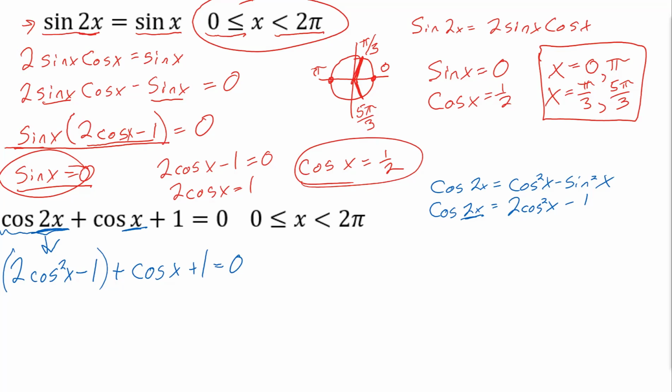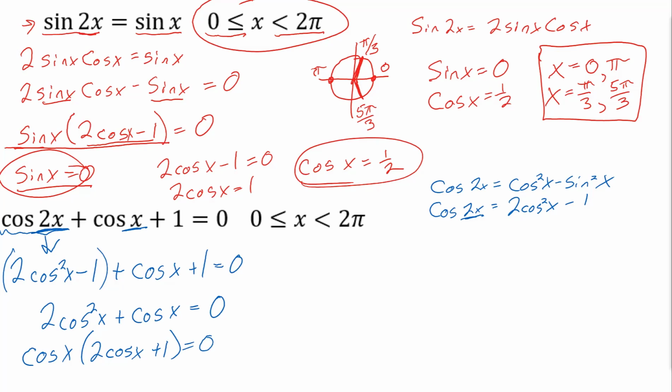And now if I combine my like terms, I get 2 cosine squared x plus cosine x. My negative 1 and positive 1 eliminate each other, so I end up with a binomial, 2 cosine squared x plus cosine x. Again, same thing we did before. We will factor out what we can, which in this case is cosine x. And what's left behind is a 2 cosine x plus 1.